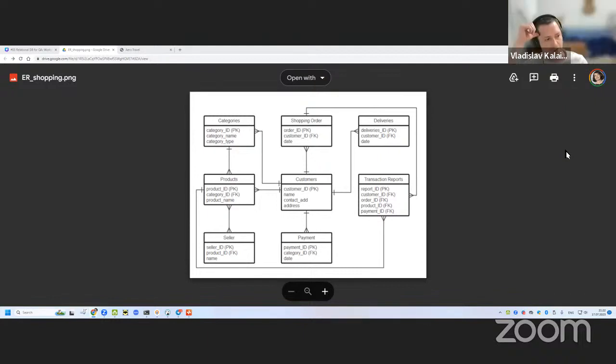It's the foreign key, but it's not double connected. Foreign key for what? Payment ID. Yeah, that's what I told you. Transaction records has a lot of keys, but it's not connected to a lot of things.